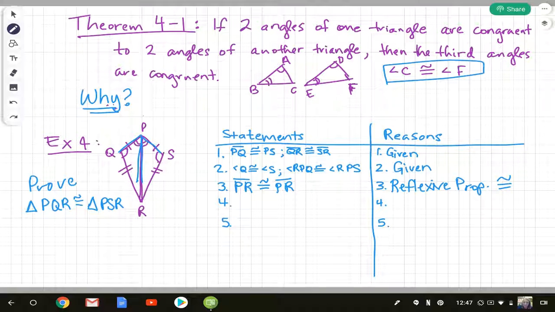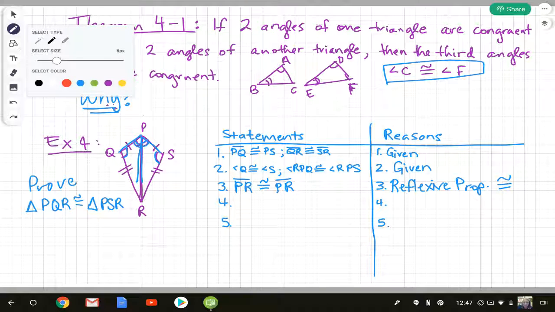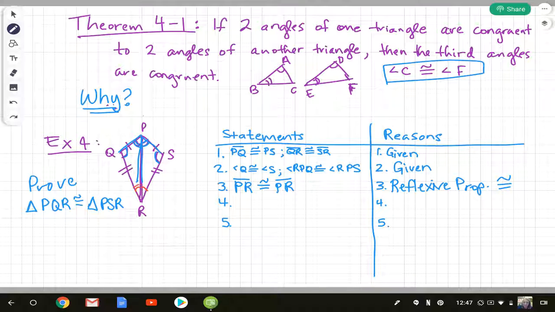We just need one more pair of angles. So we did Q and we did S. We did these other angles, RPQ and RPS. The only ones left are the ones down at the bottom that I'm going to mark in red with 3 arcs. I want to show those are congruent. How can I do that? How can I say that angle PRQ, the other triangle's angle, is congruent to angle PRS?